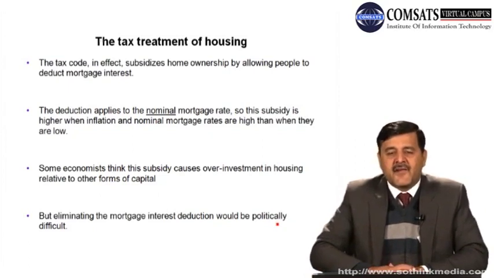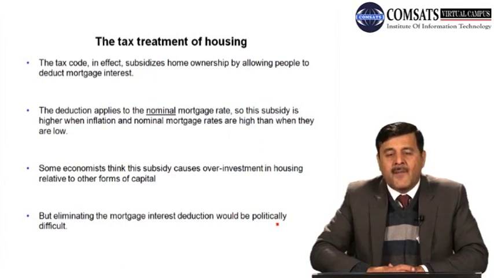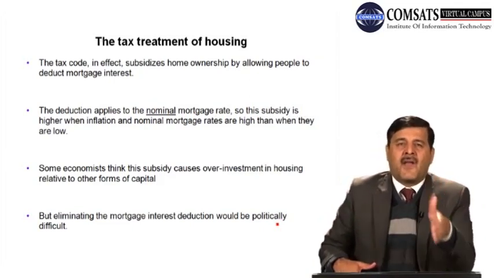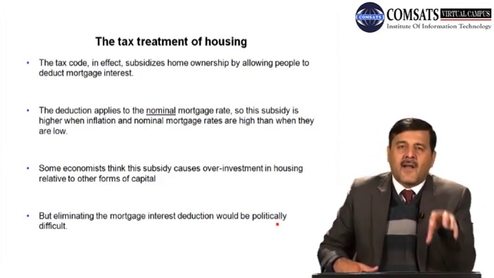Now we'll talk about the tax treatment of housing, how policymakers, how tax can affect the level of residential investment in the country and the economy. The tax code in effect subsidizes home ownership by allowing people to deduct the mortgage interest rate, right? So the tax code, the policy of the government, basically provides a subsidy to home ownership by allowing them to deduct the mortgage interest which they are paying back to the banks, right? So usme se kam kar de, right?